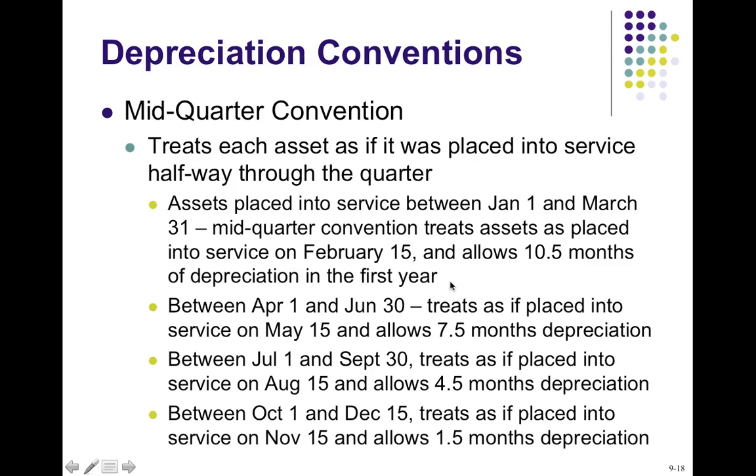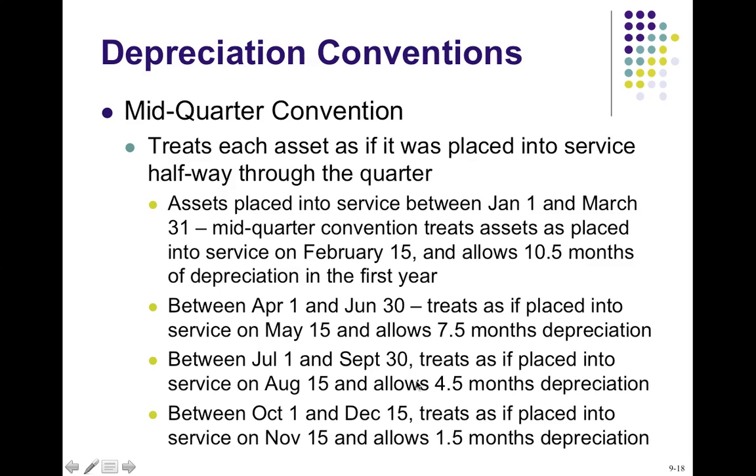So the half-year convention assumes we place everything into service right in the middle of the year. The mid-quarter convention assumes that we place it into service in the middle of the quarter in which it was purchased. So anything purchased in the first quarter, we're going to assume a February 15th date, and we're going to take 10.5 months of depreciation in the first year. Anything in the second quarter, we're going to assume we place it into service on May 15th, and we're going to get 7.5 months of depreciation in the first year, and so on, okay?